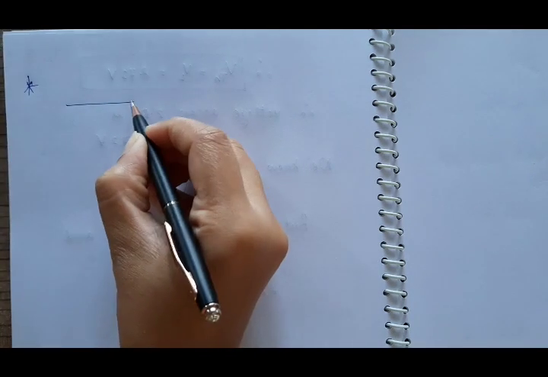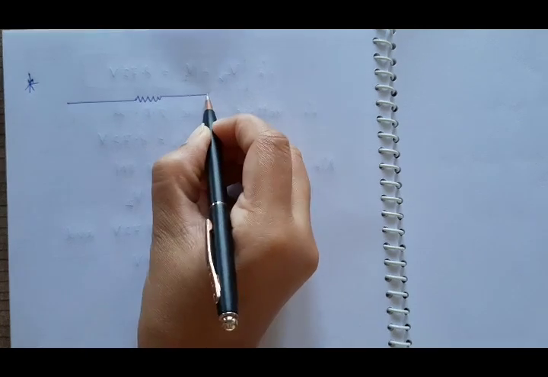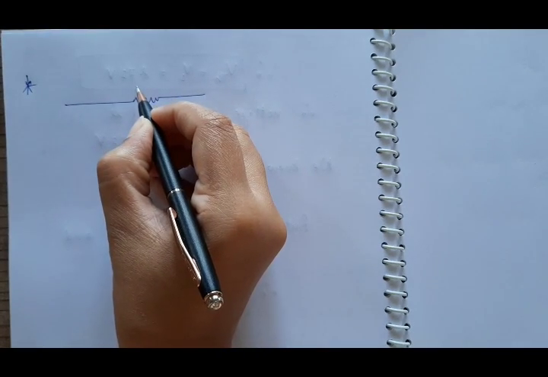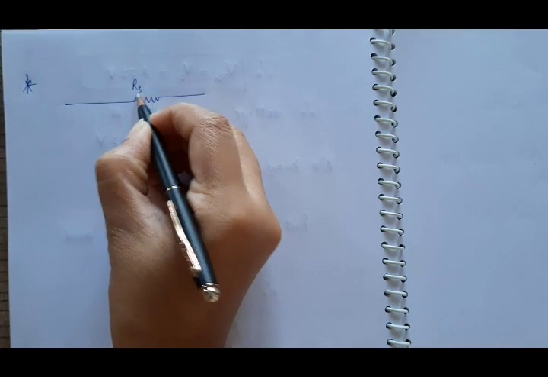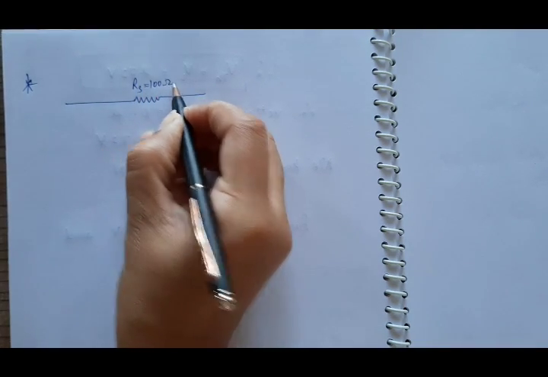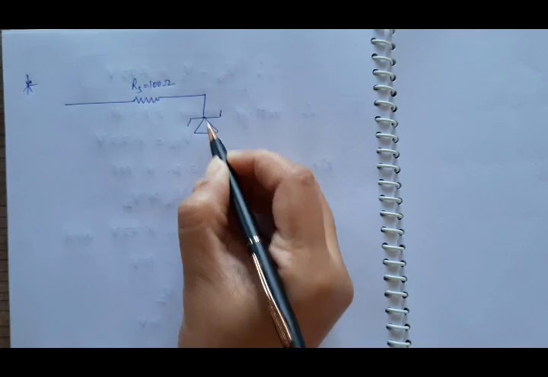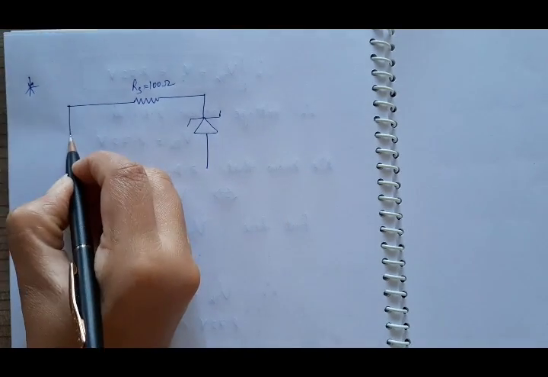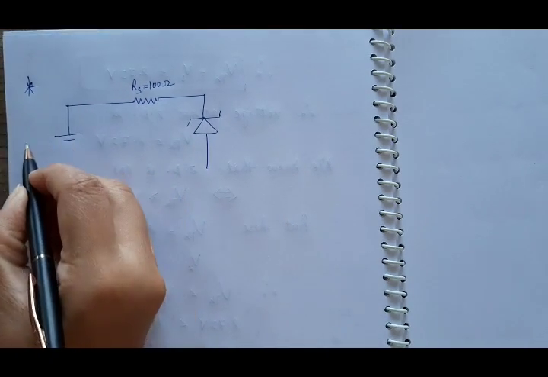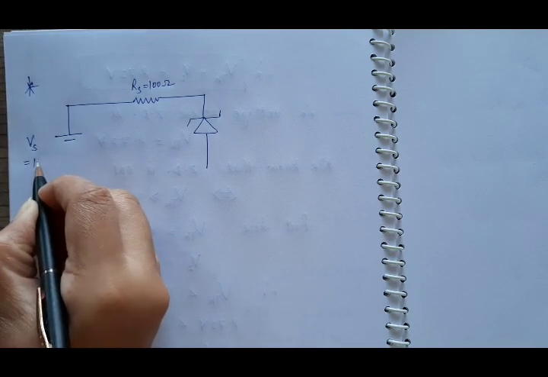Now in the next numerical, we have this circuit. RS is given, which is 100 ohm. Here we have a Zener diode. Source voltage VS is given, it is equal to 10 volts.